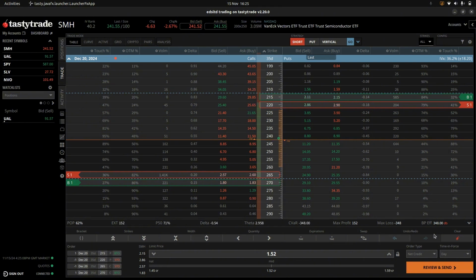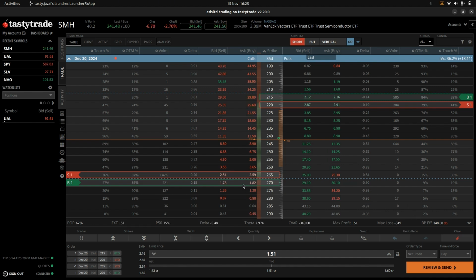And our broker knows that our risk is now defined, so it's only going to require what our max risk is in buying power, which is $348, which is a lot less than what was required with the naked position. So that's how you can find and manipulate positions.